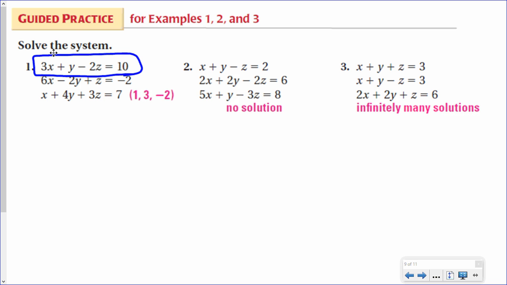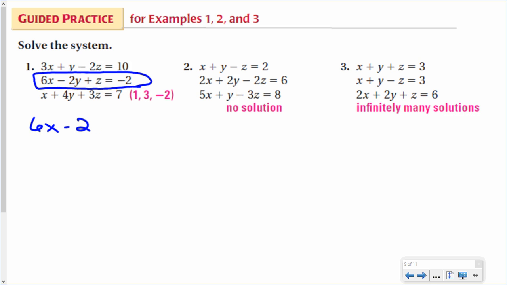All right, this is 3.4, solving 3 by 3s. And step number 1, pick the equation that you want to go with. I think I'm going to go with this one right here. All right, so I'll go 6x and continue on. Write it again over here.